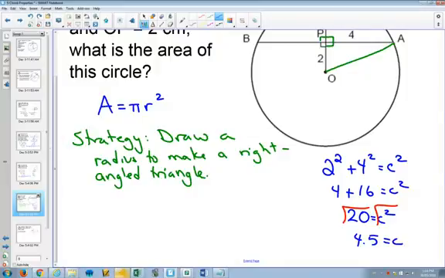You're so good at guessing. Now, what's special about this 4.5? Oh my gosh, it touches the circle in the middle. That's a radius. Oh my gosh, it's a radius. And we need to find the area of the circle, and the area of the circle is pi r squared.